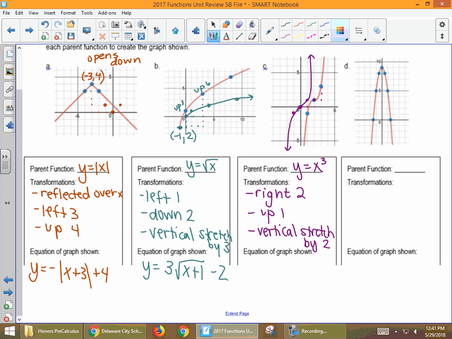Now, usually you can write it as a vertical stretch or a horizontal shrink, you can do either one, but I like to do the easiest. The easiest situation is to deal with the vertical stretch. So 2 on the outside for our vertical stretch. Right 2, we're going to do x minus 2 in the parentheses, and we need cubed on the outside of that. And then up 1 is plus 1.